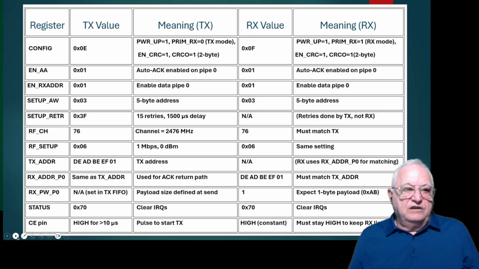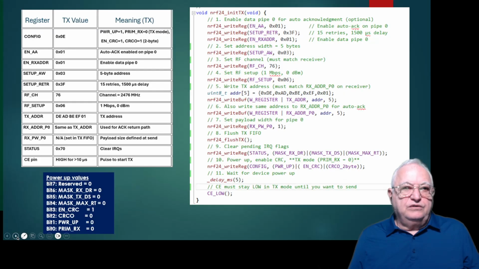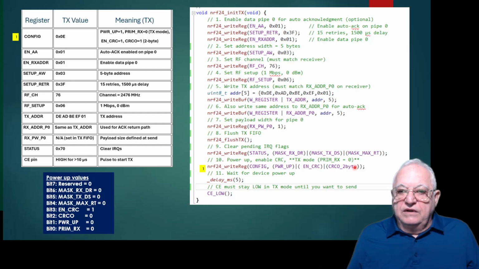So let's see how we actually are going to do this. What I have here is just for the transmission, and this is the code that is going to accomplish that. And these are the default values at power up. So first, the configuration. I have the configuration here, in the word config. And then I'm going to OR in what I want to be changed.